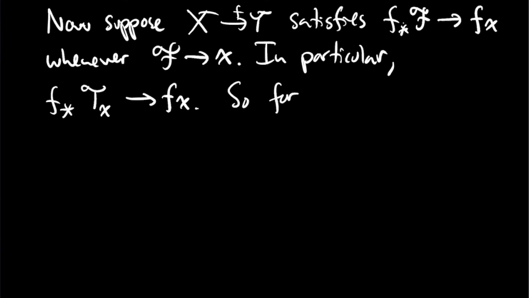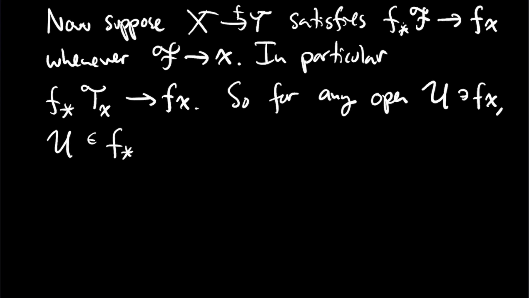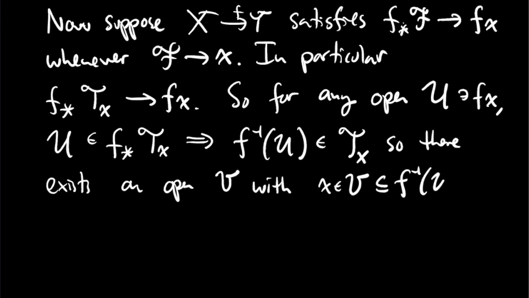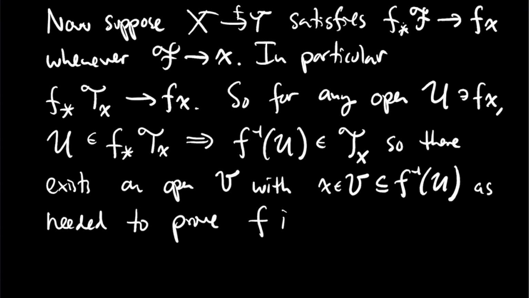To see that, you take an open set U around f of x, which then must be in the push-forward filter because the push-forward filter converges to f of x. For U to be in the push-forward filter means that its pre-image is in the neighborhood filter of x. And then that means that there's an open set, call it V, containing x contained in the pre-image, which is what it means to be continuous.